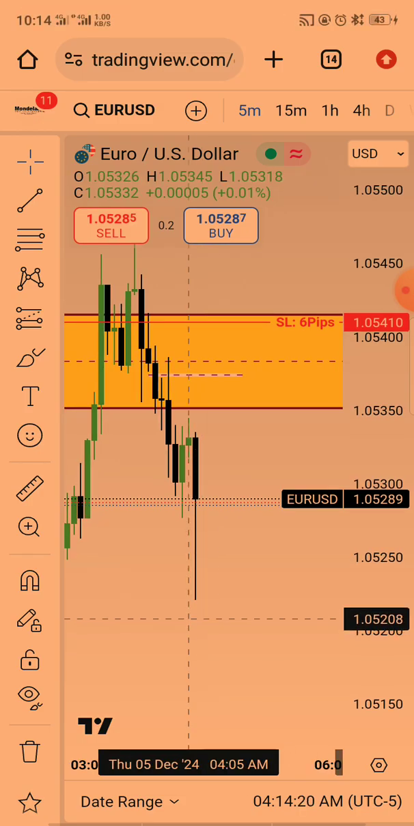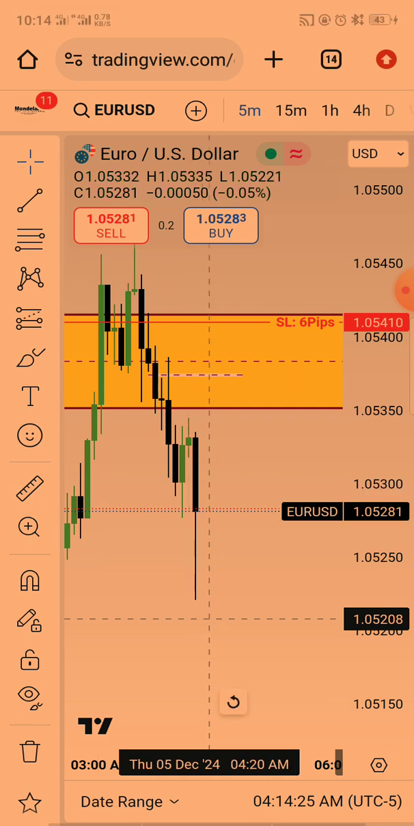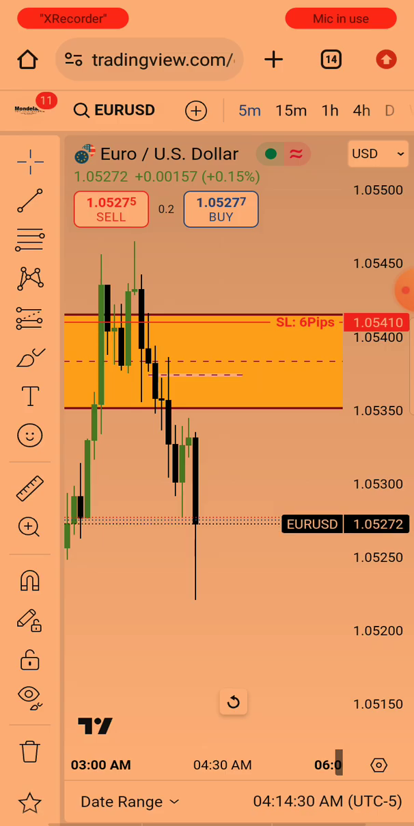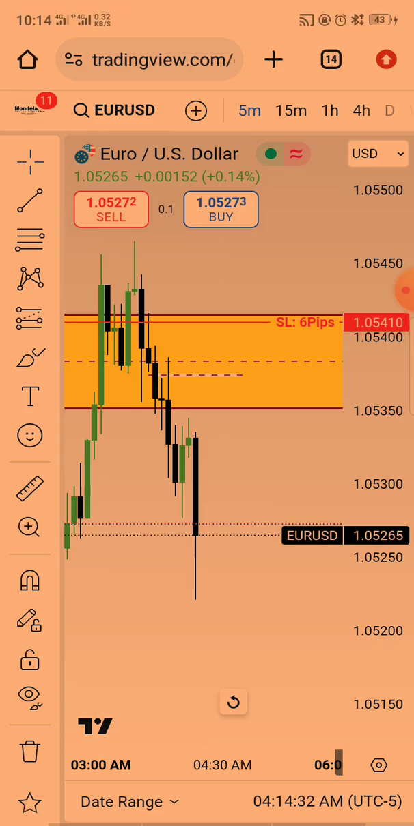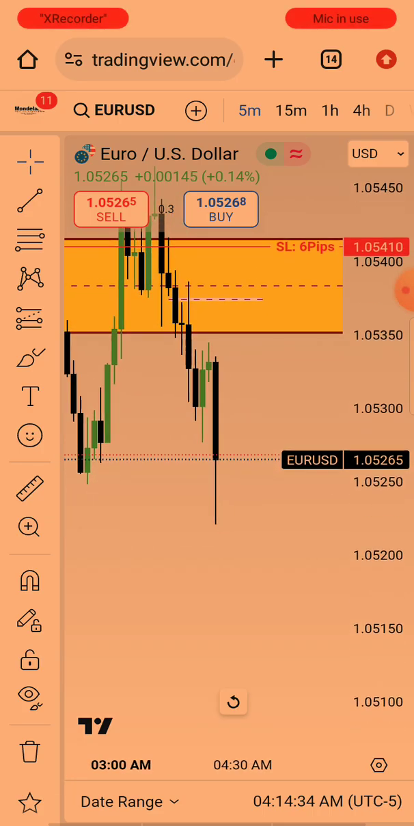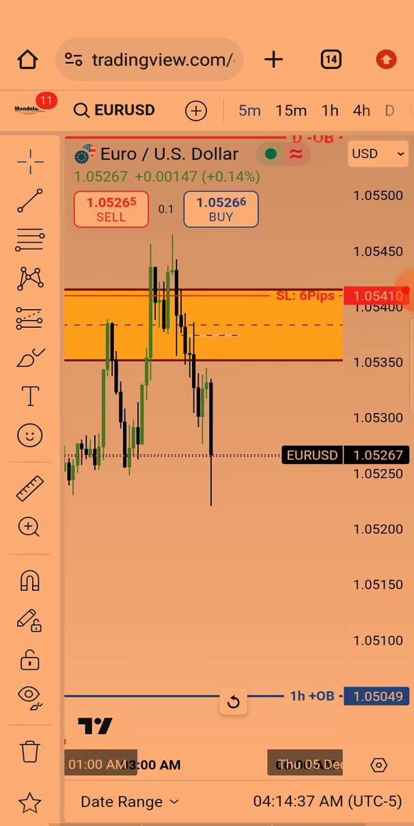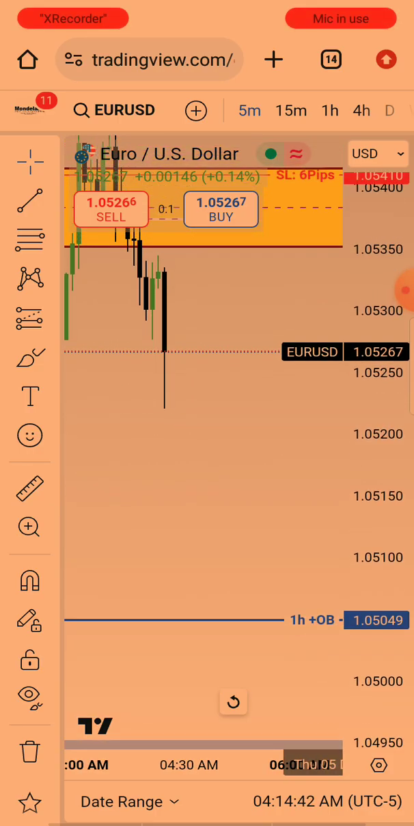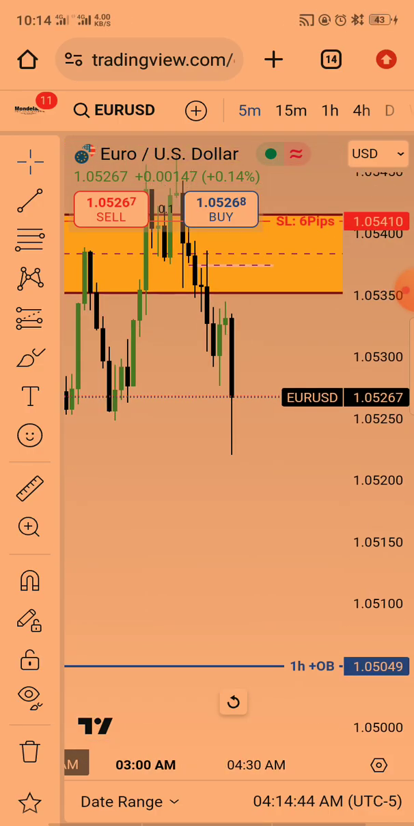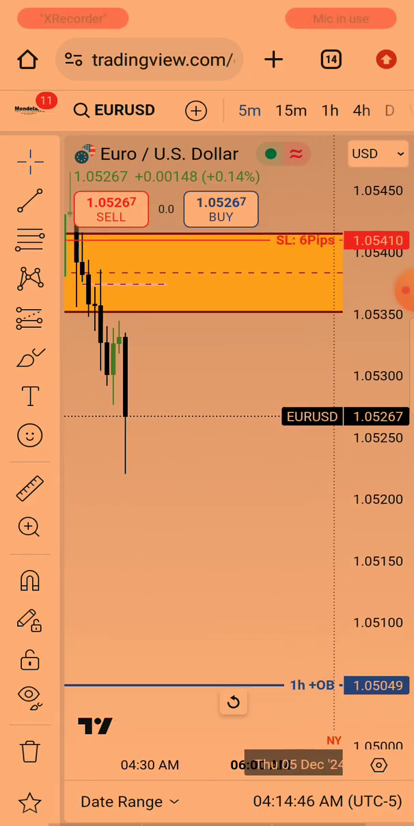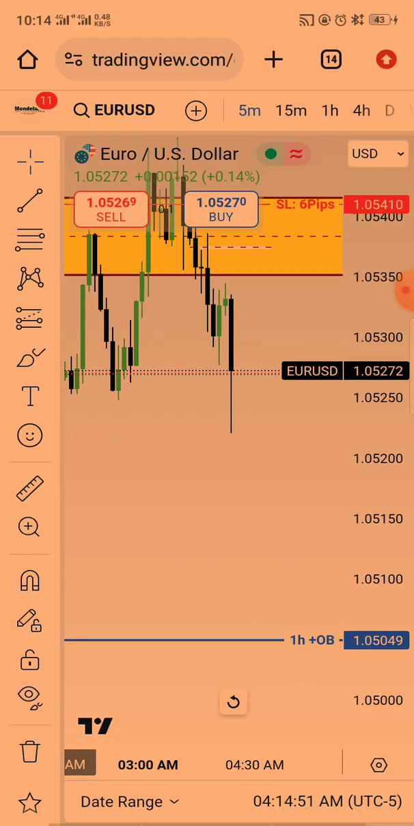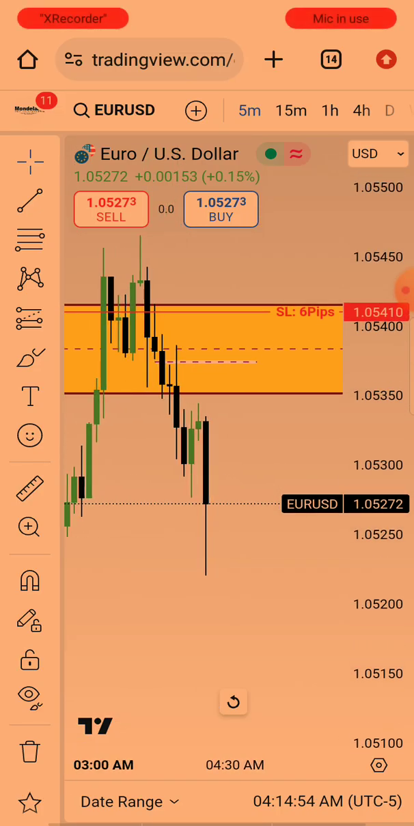What is the time right now? This is 4 o'clock in New York time, but in Nigerian time, it is 10 o'clock, right? So once it is 11 o'clock Nigerian time, that is the end of London, then it is 5 o'clock New York time. People are going to see it when I get to the end of New York, I will close my trade. We have trading sessions, and I will teach you people all these things.